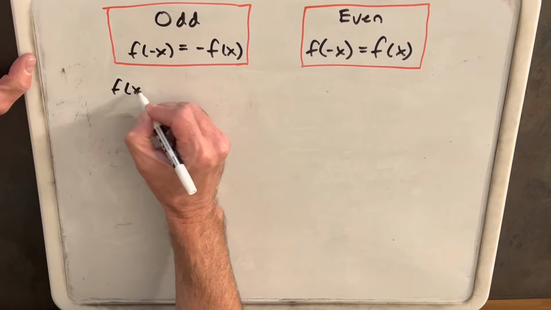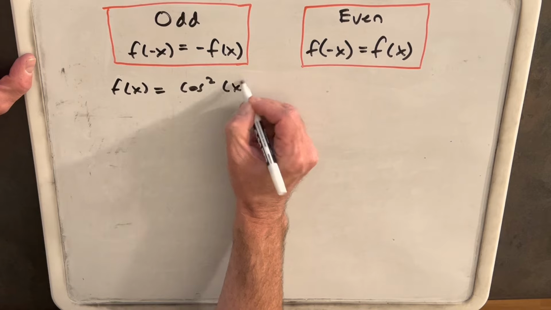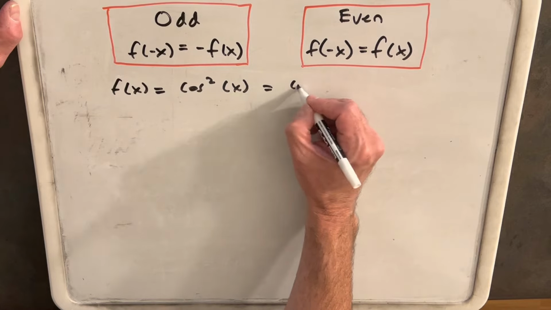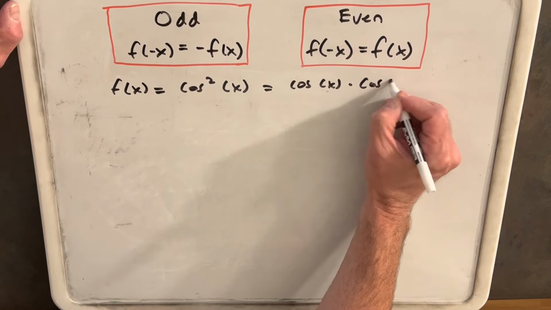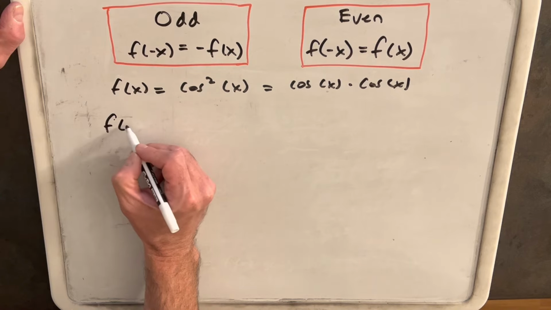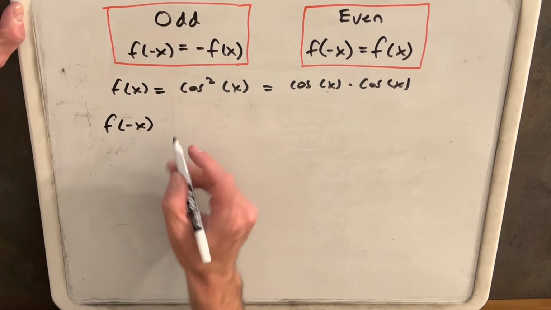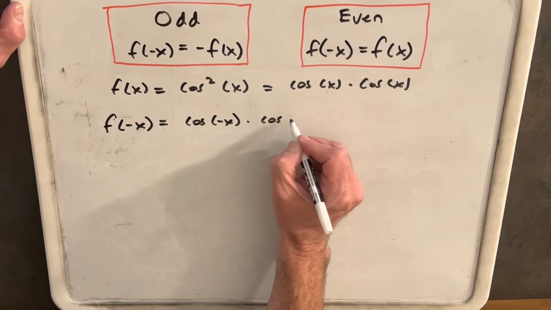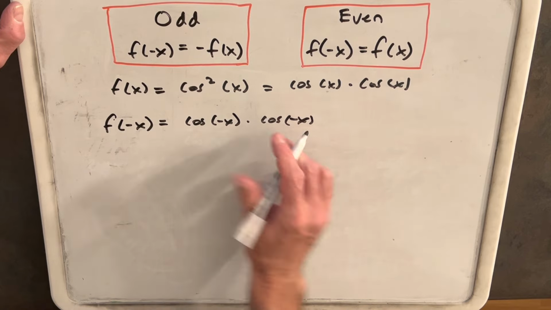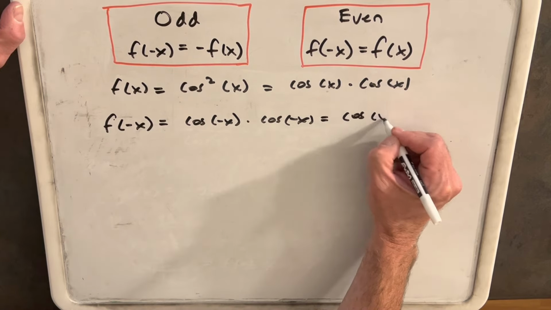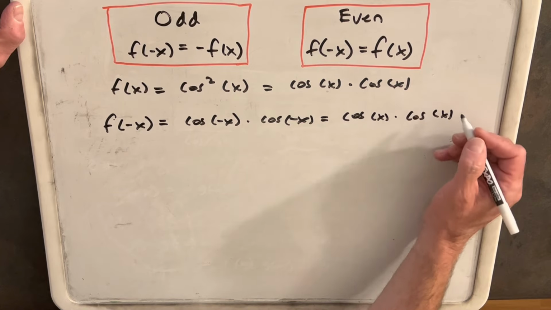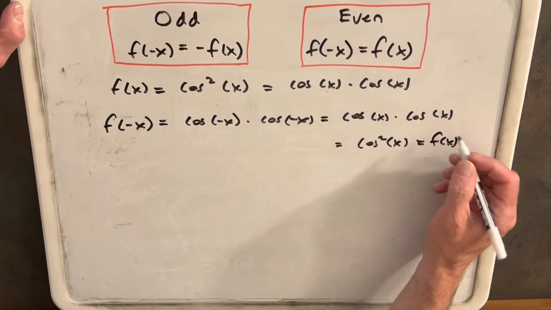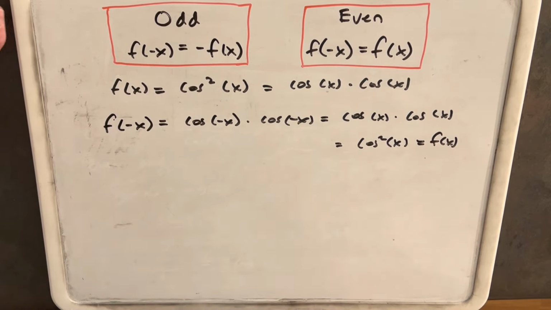Next, let's do f of x equals cosine squared x. This one might seem a little more obvious, but we have an even function times an even function. We have cosine x times cosine x. So let's look at what happens when we look at f of minus x. So we'll have cosine minus x times cosine minus x. But because they're each even functions, we can rewrite each one as cos x times cos x, but this is just cosine squared x, which is f of x. So that is the definition of even.